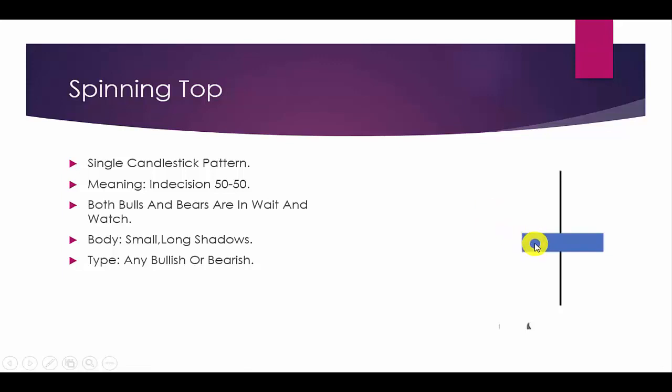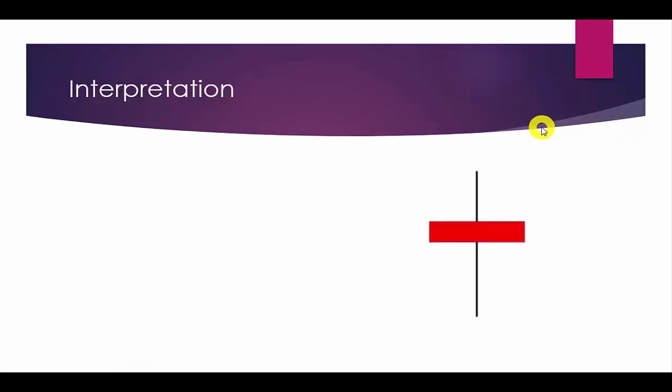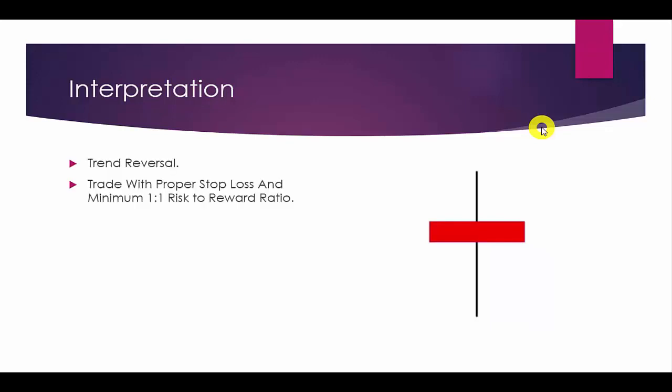Or if we find such type of candle in an uptrend, it also means something similar, that bulls are now getting stopped and sellers have come back. So it's very important for trend reversal. Its interpretation is the same, that it is trend reversal and we will trade with proper stop loss and minimum 1:1 risk to reward ratio. Now we will go to chart and I will explain it there.